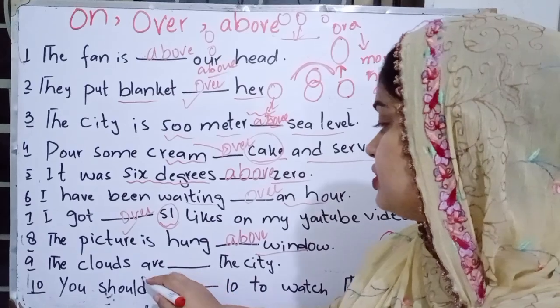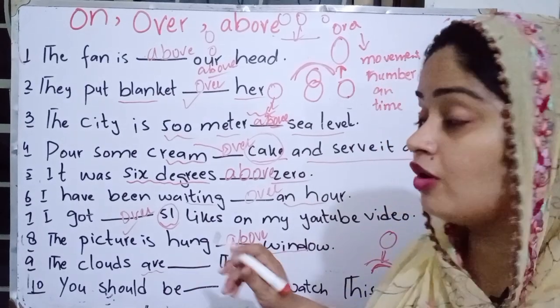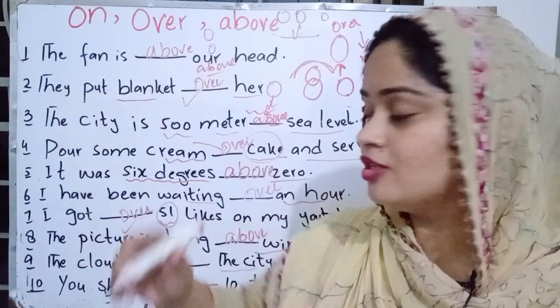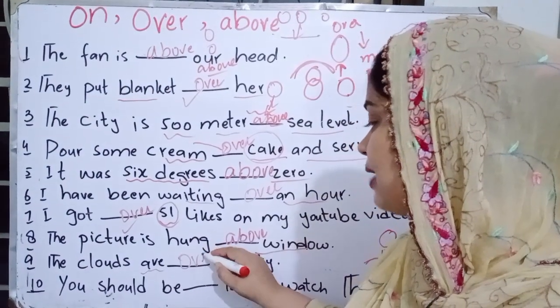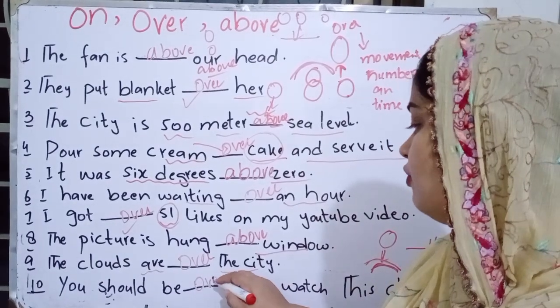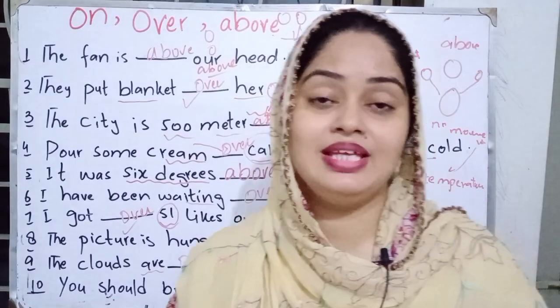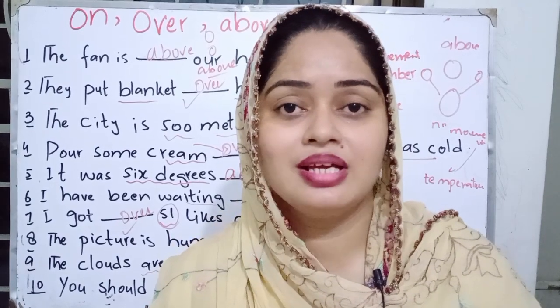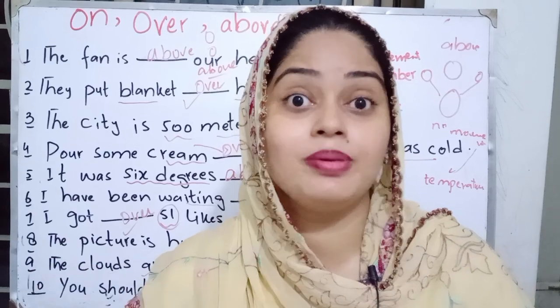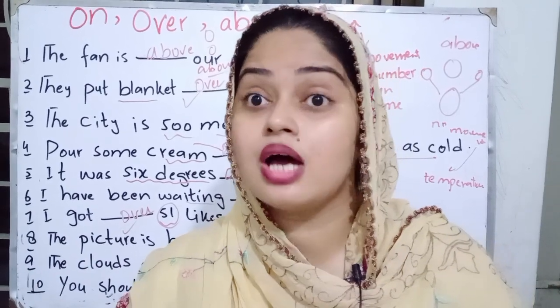The clouds are covering the city. Clouds are directly over the city. So you should use the preposition over. With age, you should be over 10, or you should be above 10. You should be above 10. With age you can use above.